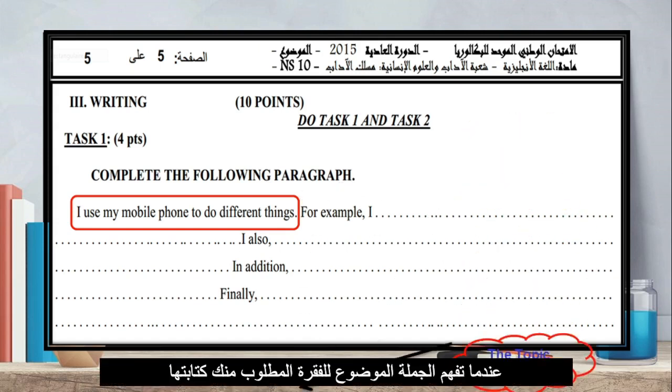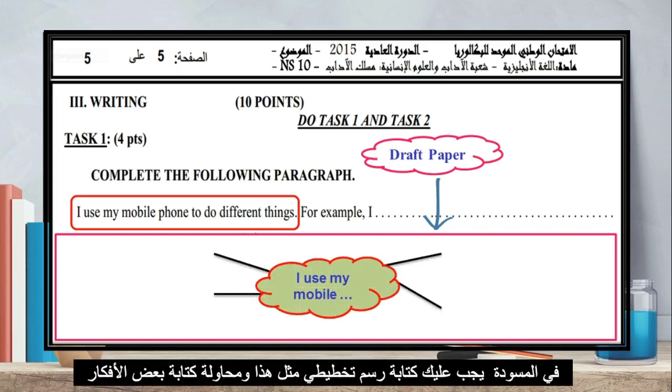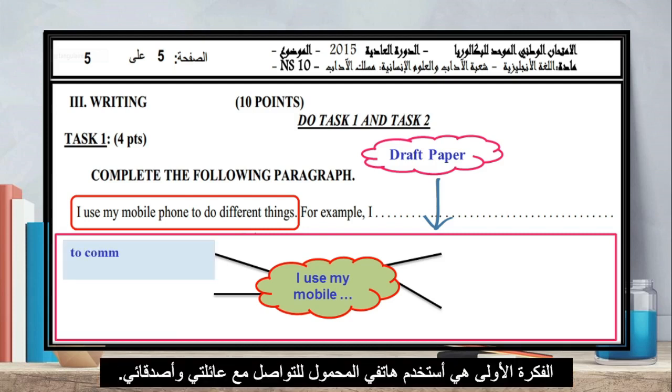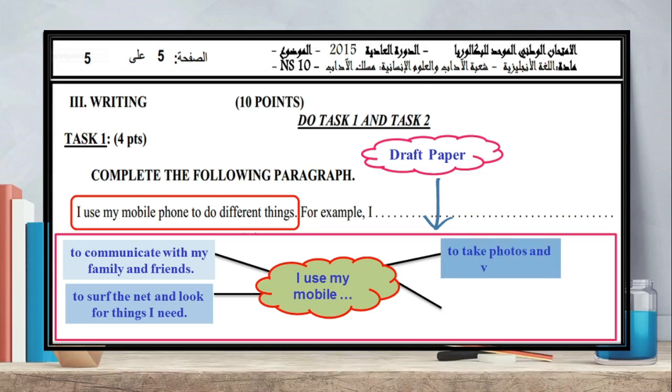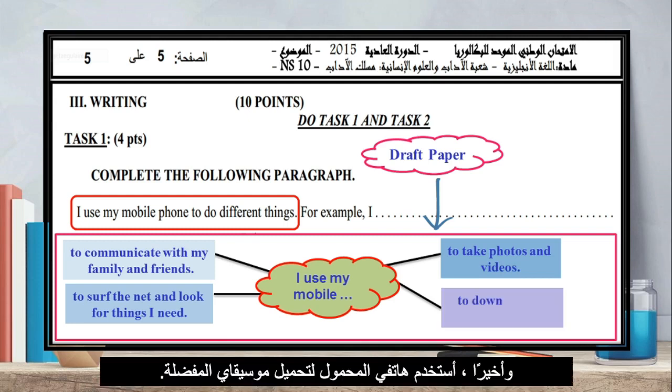All right, when you get the topic sentence, you should go now to your draft paper, and in your draft paper you should write the topic sentence or some kind of a diagram, and then you put your ideas there. So for example, here I use this example. I use my mobile phone to communicate with my family and friends. Another idea is to surf the internet and look for things I need, such as lectures and books. I also use my mobile phone to take photos and videos. Very nice. Another idea that I used is to download my favorite music.